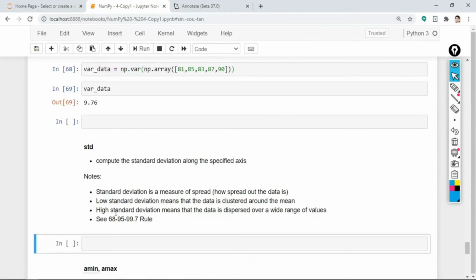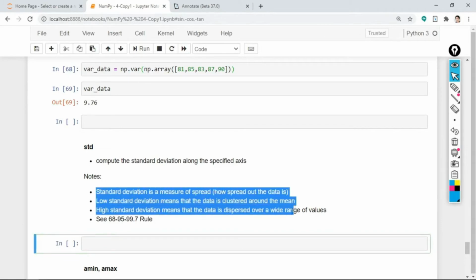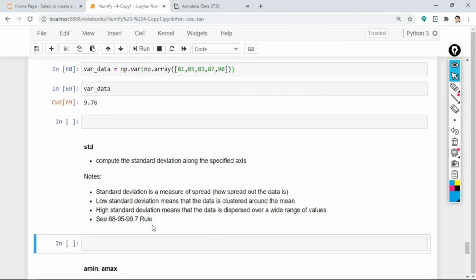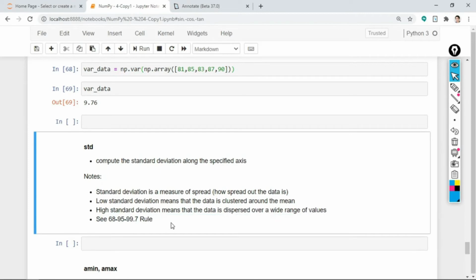Okay. So insert below. There are some notes here. So the standard deviation is a measure of the spread. So how spread out the data is. So low standard deviation means the data is clustered around the mean, that most of the data is around the area of the mean, while high standard deviation means the data is dispersed over a wide range of values. So I want you to review the 68, 95, and 99.7 rule. It is a bell curve. Okay, if you are familiar with the bell curve, that's the great basis for standard deviation.